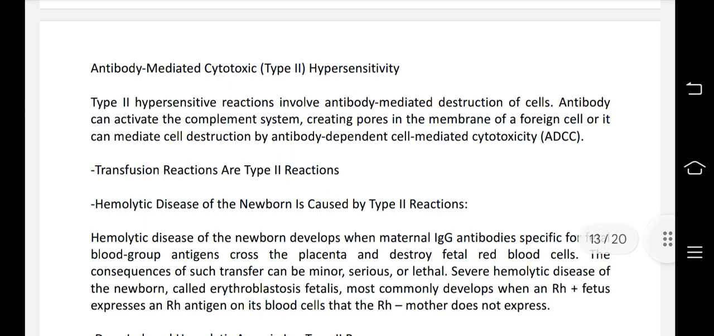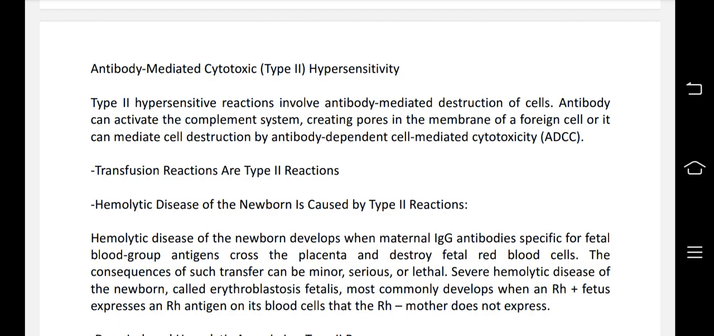The next is antibody-mediated cytotoxic type 2 hypersensitivity. Type 2 hypersensitivity reactions involve antibody-mediated destruction of cells. Antibody can activate the complement system, creating pores in the membrane of a foreign cell, or it can mediate cell destruction by antibody-dependent cell-mediated cytotoxicity.